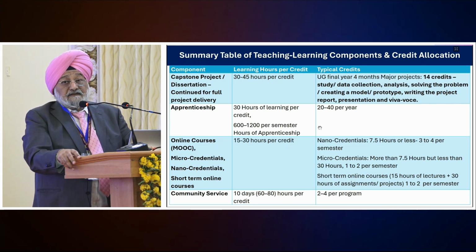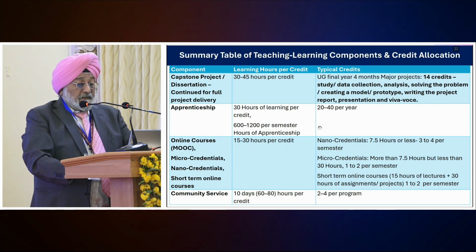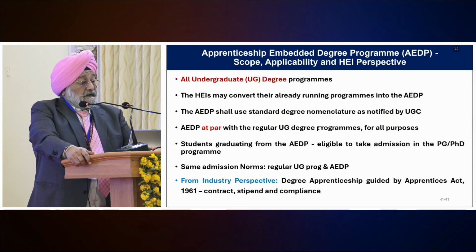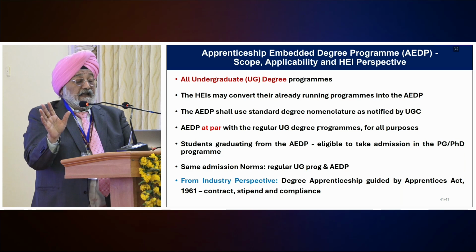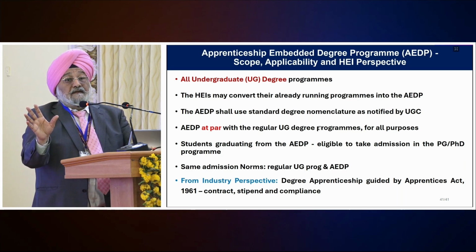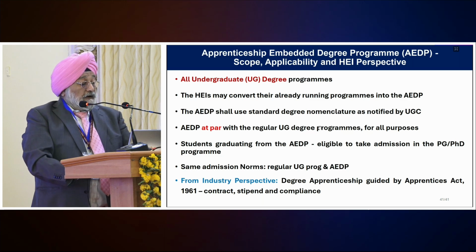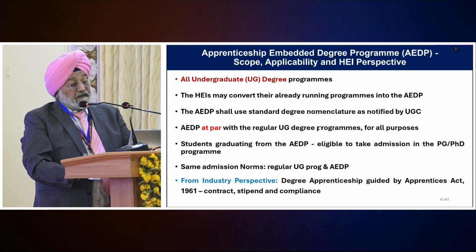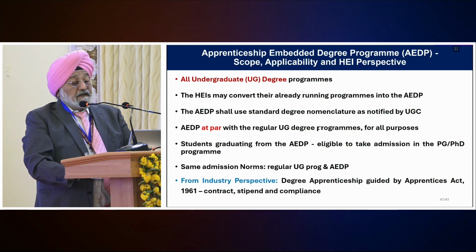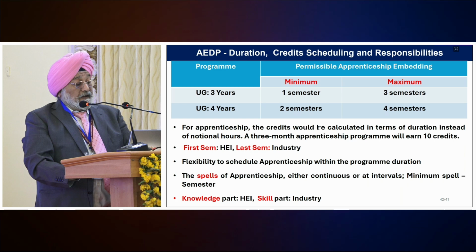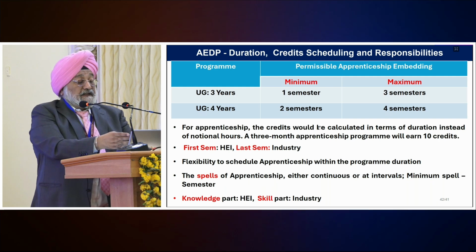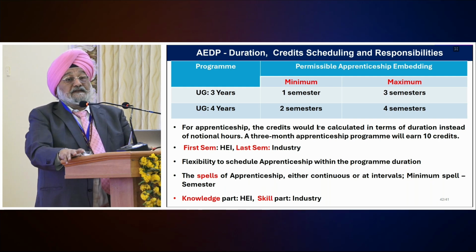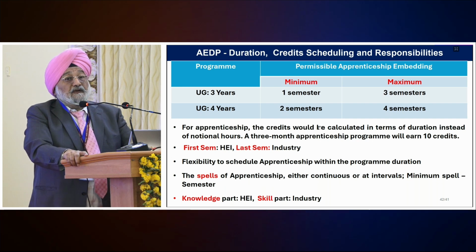10 days of community service is 1 credit, and you can get this approved by your academic council and go ahead with it. Recently, we have even gone in for the apprenticeship embedded degree program. Up to 50% of the time you can spend in an industry and you can still give a degree to that person. Whatever courses you are already running under the UGC programs, you can change those into ADP, apprenticeship embedded degree programs. In a 3-year program, the permissible apprenticeship is a minimum of 1 semester and a maximum of 3 semesters. For a UG 4-year program, a minimum of 2 semesters and a maximum of 4 semesters. That means up to 50% of the time, he can be on apprenticeship, and based on that, he can get a degree.